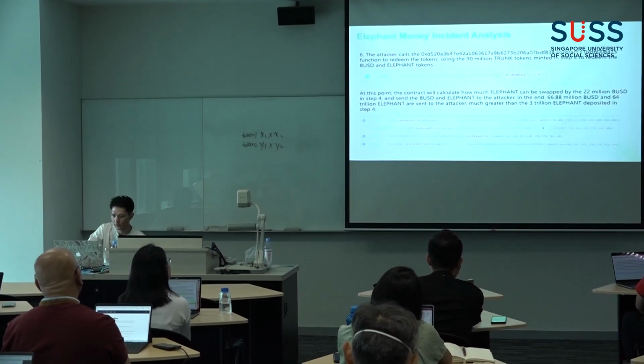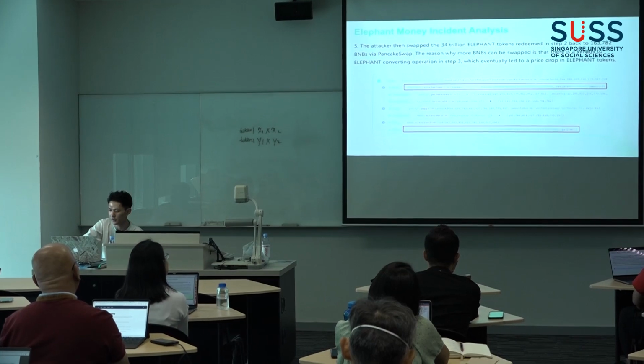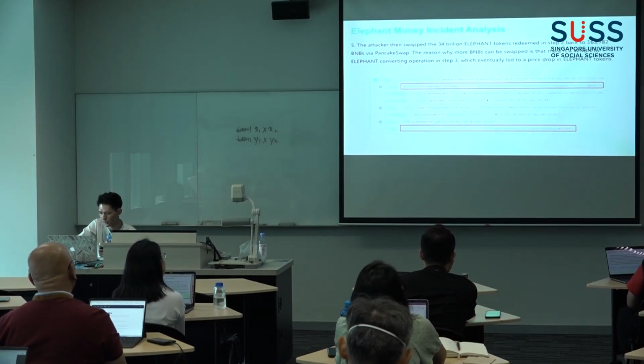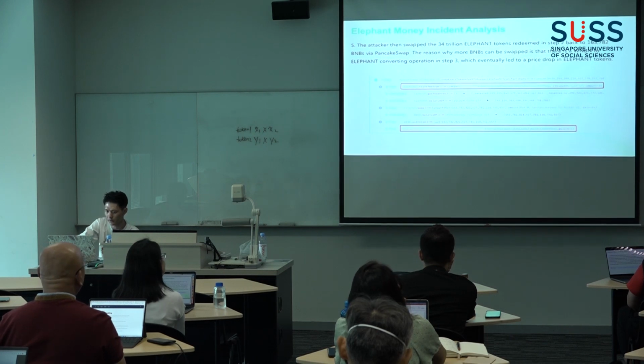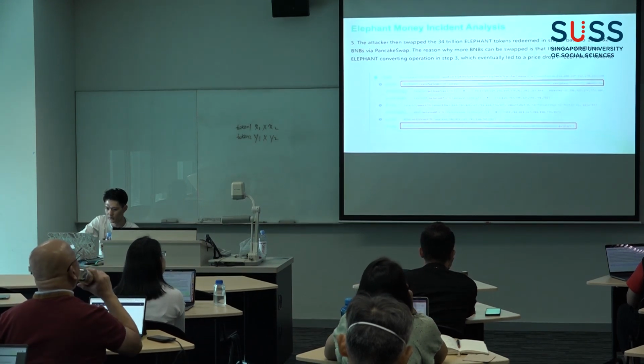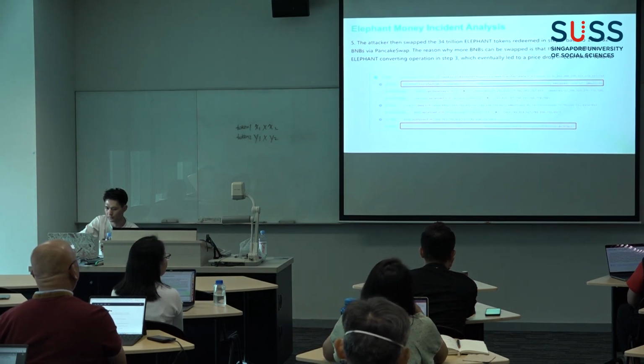So the attacker then swapped the elephant tokens redeemed in step 2 back to 163,000 BNB via PancakeSwap. The reason why more BNB can be swapped is that there's a double BNB to elephant converting operation in step 3, which eventually led to a price drop in elephant tokens.